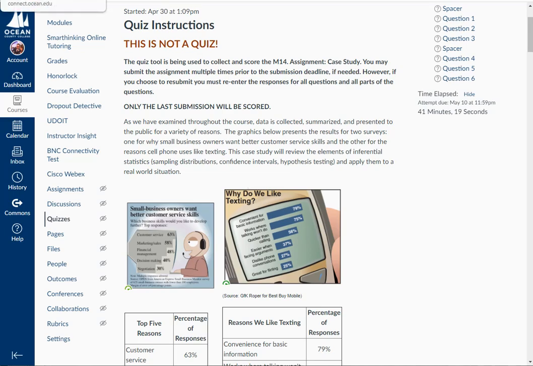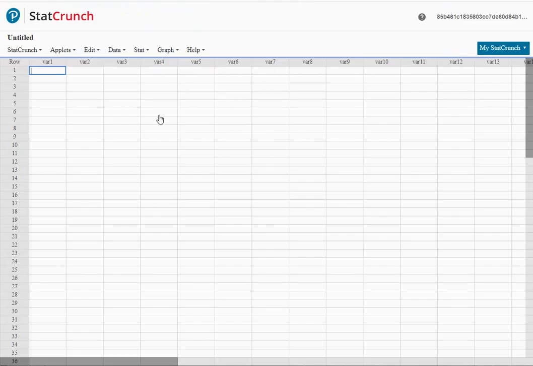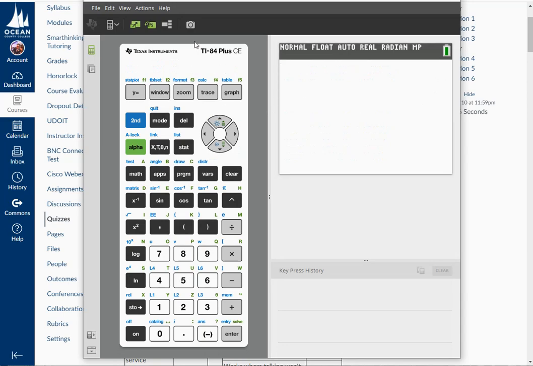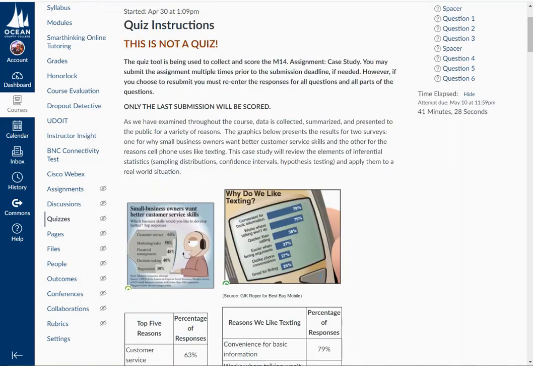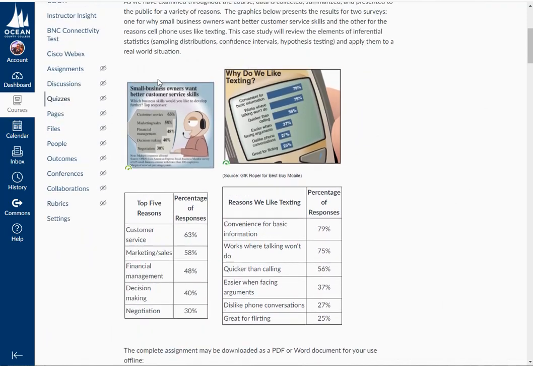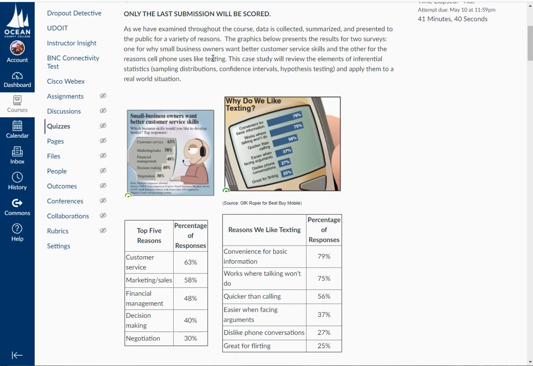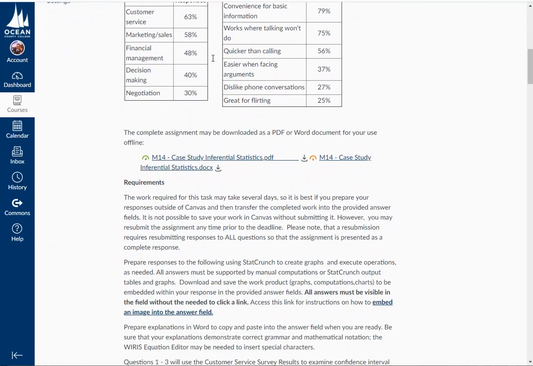To be able to solve these problems, make sure that you have StatCrunch loaded up, and I'm also going to use a little bit of my TI graphing calculator here. Okay. When you load up the case study, you're going to see these two surveys. We have the graphics of these two surveys that were taken, and we're going to analyze some information from them.